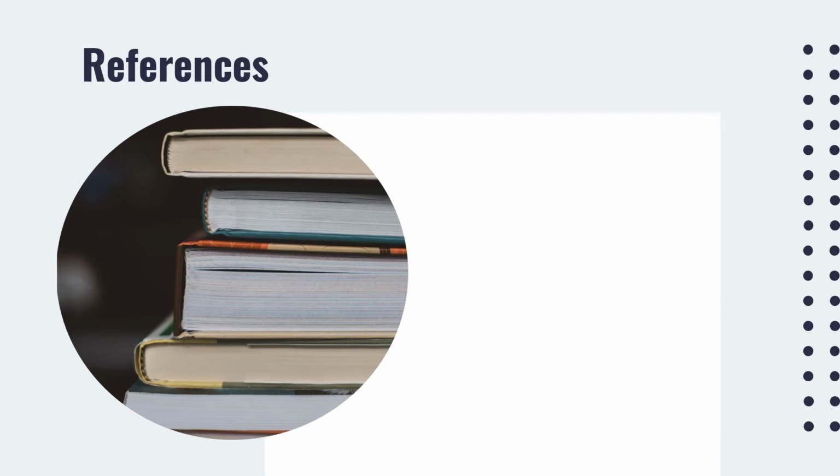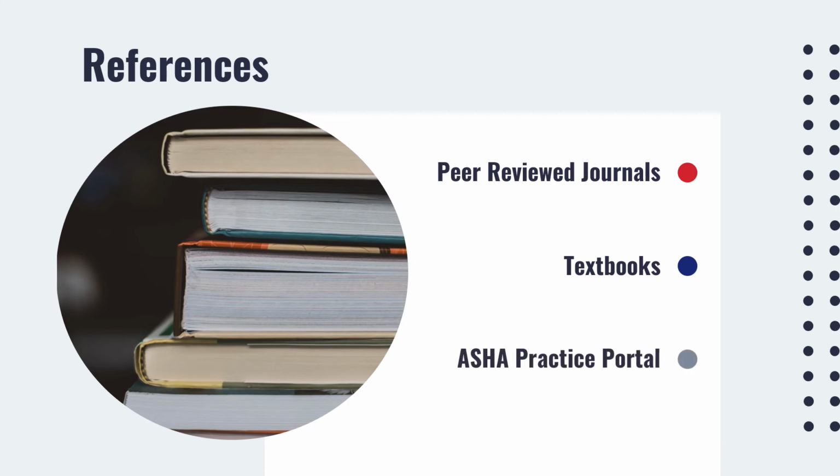One of the most common types of references is peer-reviewed journals. The ASHA or AAA journals are a great place to start looking, but there are many more journals in our fields and related fields. You can also use current edition textbooks as a source. Another excellent option is the ASHA Practice Portal. Not only is it a great source of information itself, but it also lists numerous references for you to review.